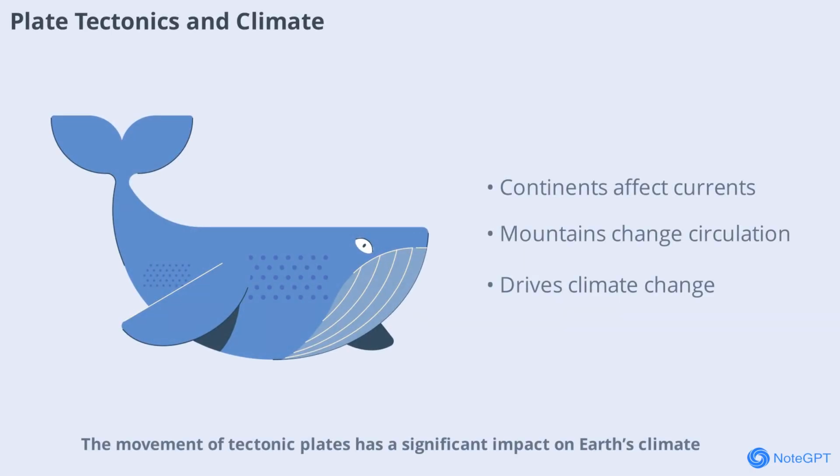Movement of tectonic plates has a significant impact on Earth's climate. The position of continents affects ocean currents and wind patterns, which in turn influence global temperatures. Mountain building can also affect climate by changing atmospheric circulation and increasing weathering, which removes carbon dioxide from the atmosphere. Over millions of years, plate tectonics has helped drive major climate changes.